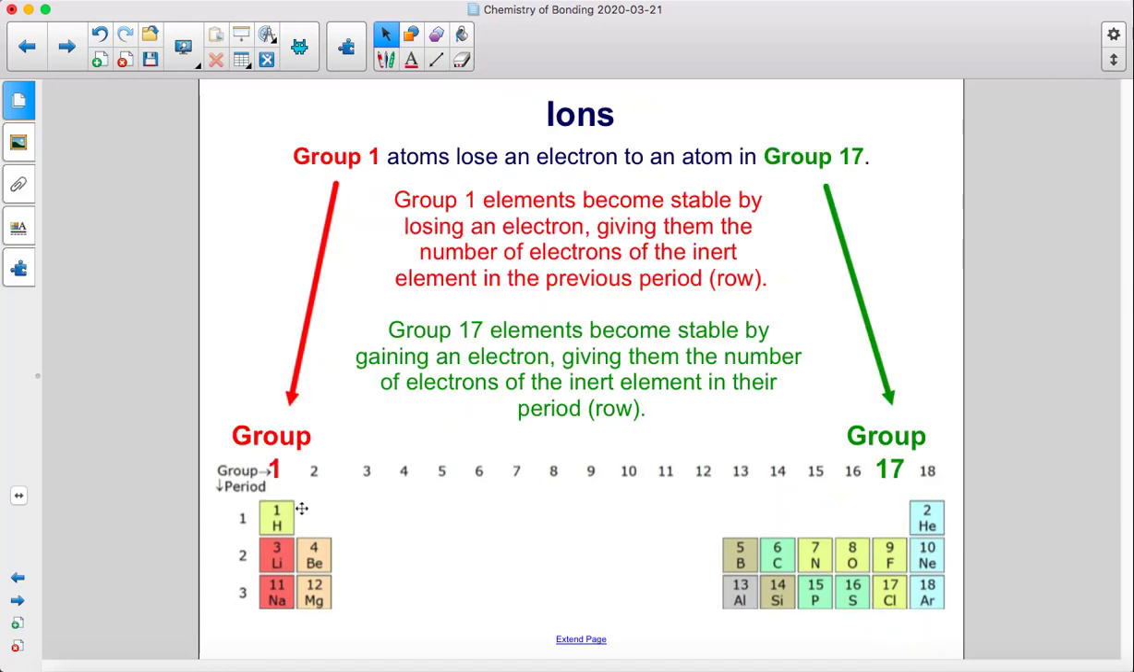Group 1 atoms lose an electron to an atom in group 17. Group 1 elements become stable by losing an electron, giving them the number of electrons of the inert element in the previous period. Group 17 elements become stable by gaining an electron, giving them the number of electrons of the inert element in their period.